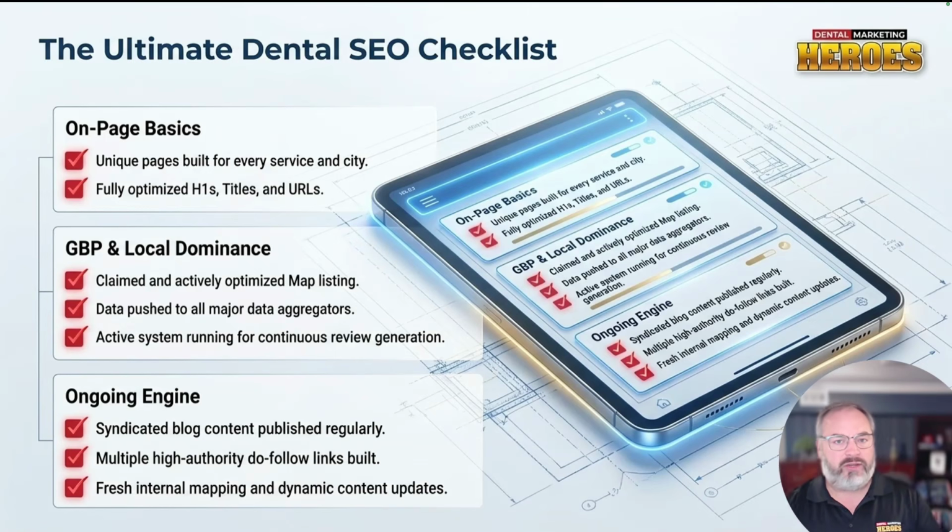Ongoing engine, you want to syndicate blog content. You want to be creating content of value. You want to create content that answers frequently asked questions that people should be asking about dental practices as well as dental treatments. You want multiple high authority dofollow links built, and you want fresh internal mapping and dynamic content updates. None of this is build it and forget it. It is all about continuously building out your marketing engine.